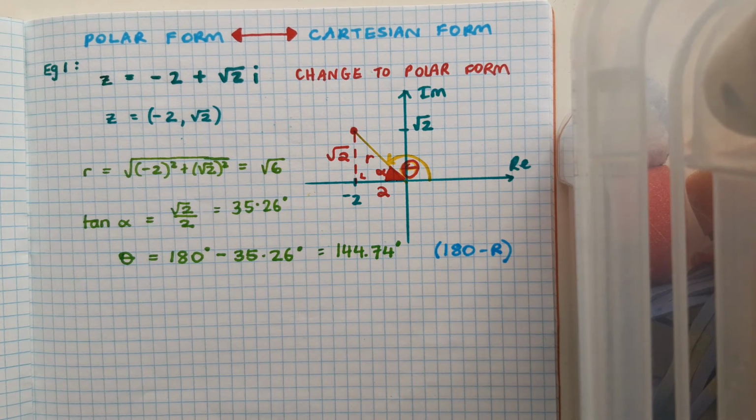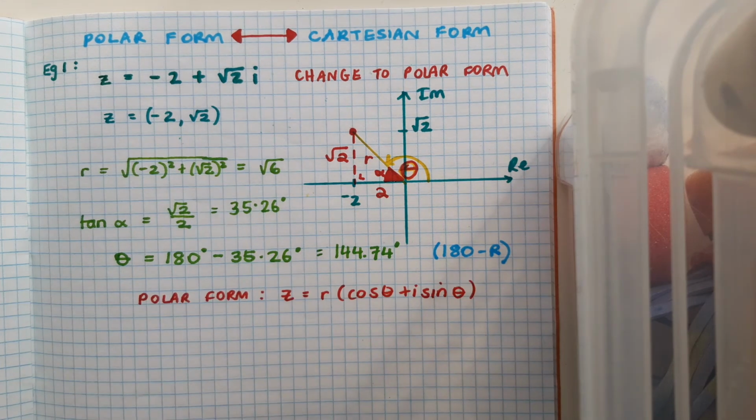And so then finally, I want to put all this information into my polar form. And don't forget the rule for this is z equals r (cos theta plus i sin theta). So it's simply a question at this point of substituting in r and theta.